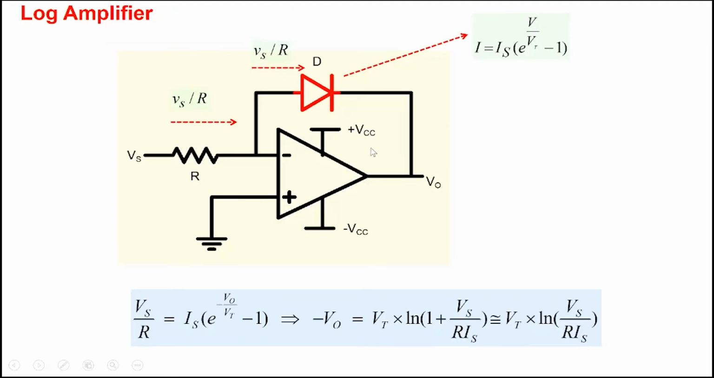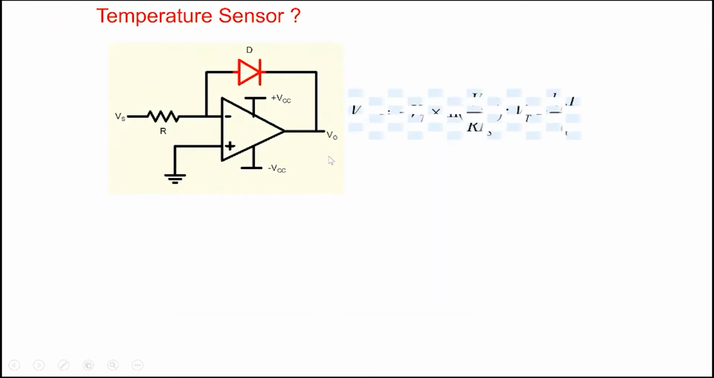Let's look at one application. In the log amplifier, we also see that V0 has Vt, which is a temperature dependent term. So can we build a temperature sensor using it? We have the circuit here. V0 is minus Vt ln Vs by RIs here. Vt is Boltzmann constant times absolute temperature divided by Q. And the trouble with using this equation directly is that there's not just temperature dependence here, but there's a temperature dependence in Is also. The saturation current of the diode also depends significantly on the temperature here.